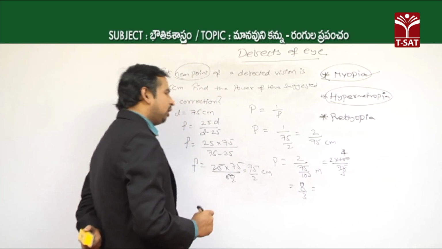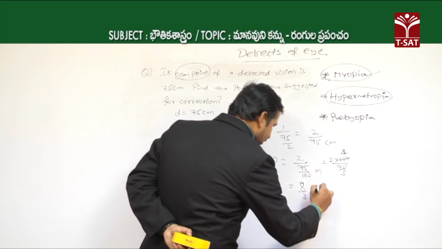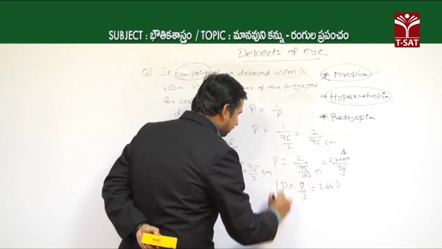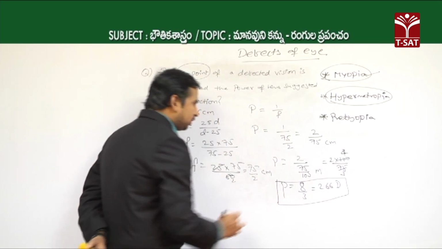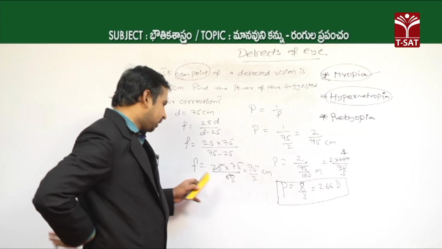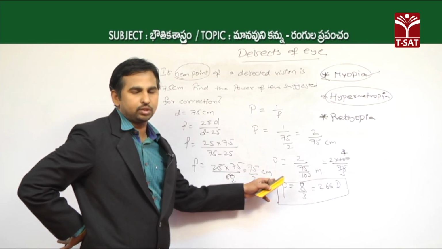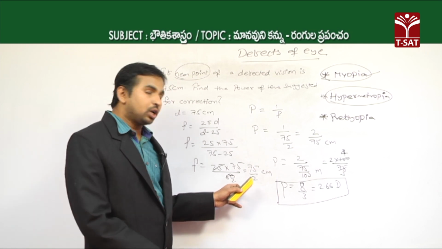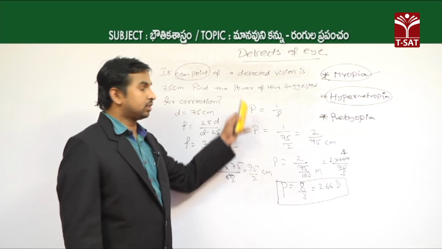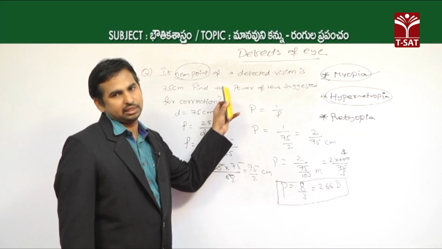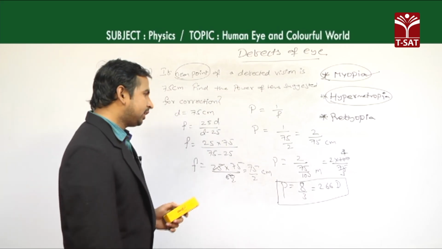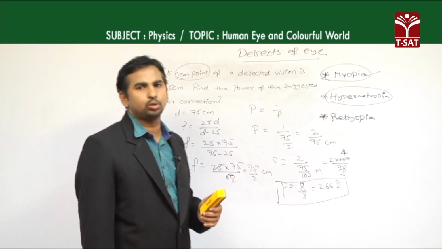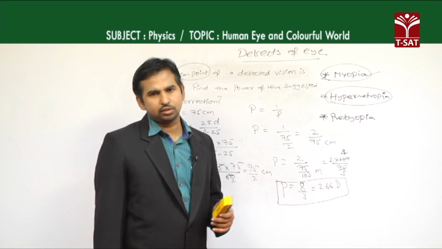So, that 8 by 3 means 2.66 diopters. So, this is the power. But if you see here, the focal length we are getting, f is equal to 75 by 2 centimeters, which is a positive focal length. A positive focal length means we are using a convex lens. Okay? And not only that, the power we are getting is positive, which is plus 2.66 diopters.